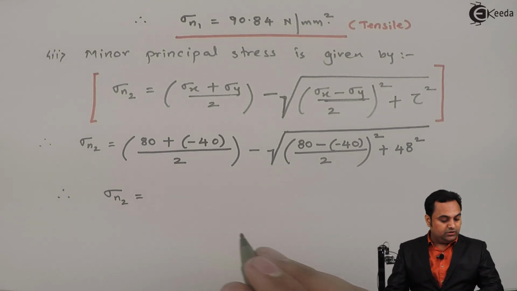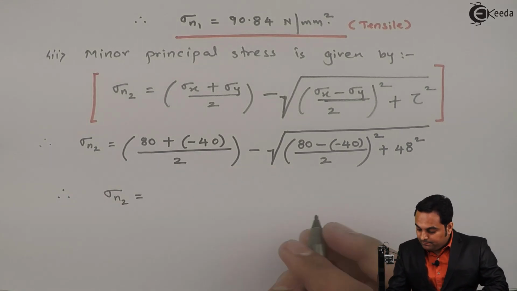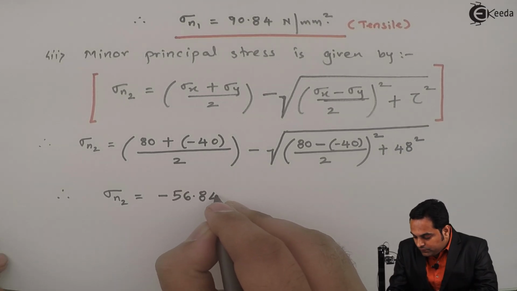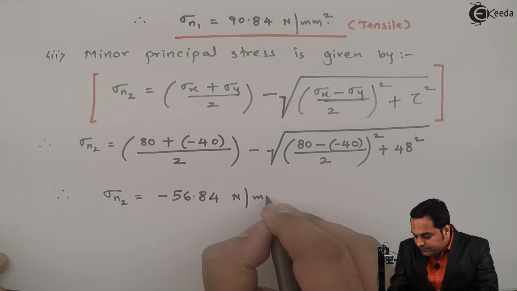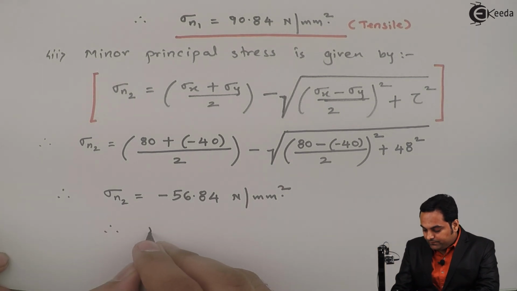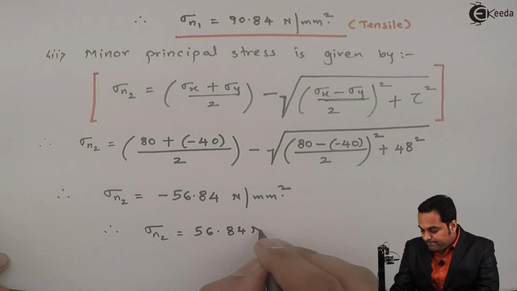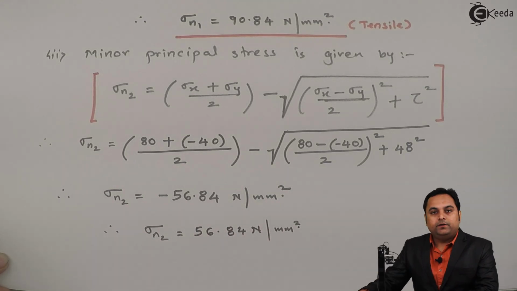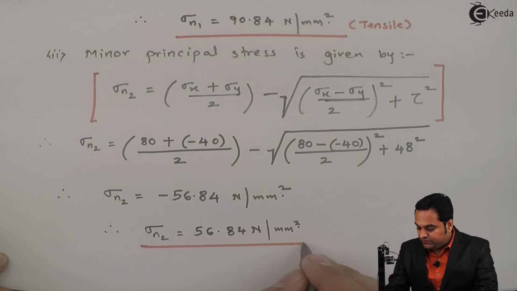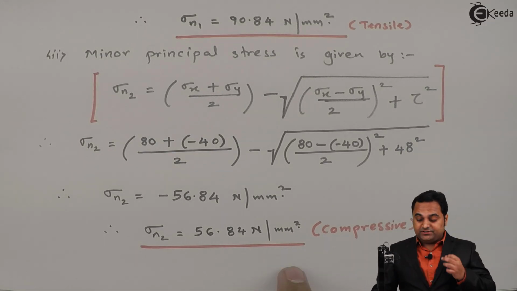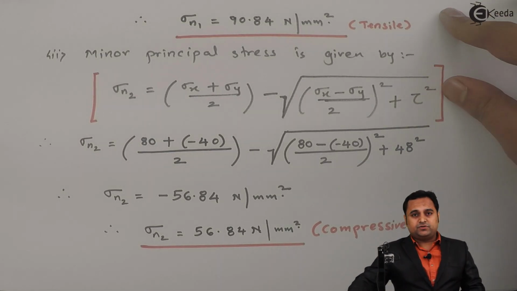therefore sigma n2 comes out to be minus 56.84 Newton per mm square. So therefore, since this answer is negative, it means that the nature of the stress is compressive. So here we have minor principal stress as a compressive stress, major principal stress was tensile.